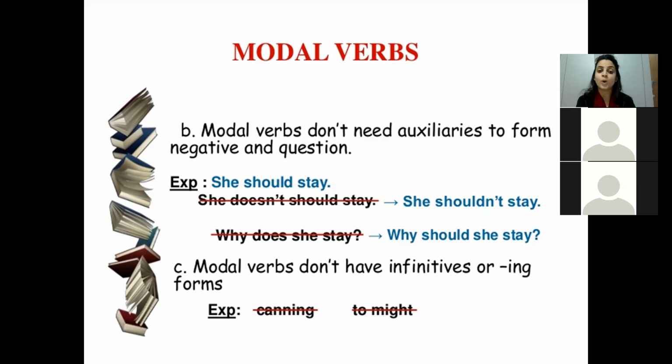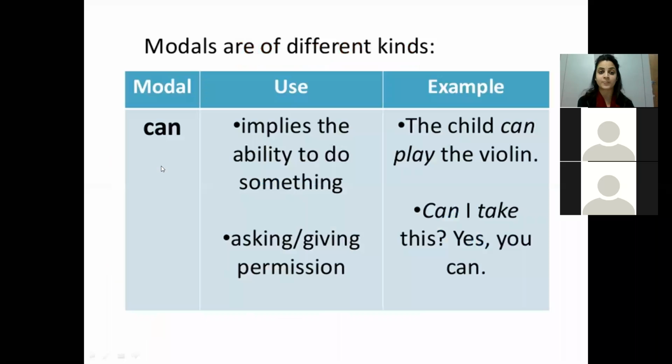Next point. Modal verbs don't have infinitives or ing forms. We never use modals in ing forms. For example, I said you must do this work. So we will never say we musting do this work. No. So we always use modals in their root forms. I have spoken the same point in the previous week also, that we always use modals in their root forms.